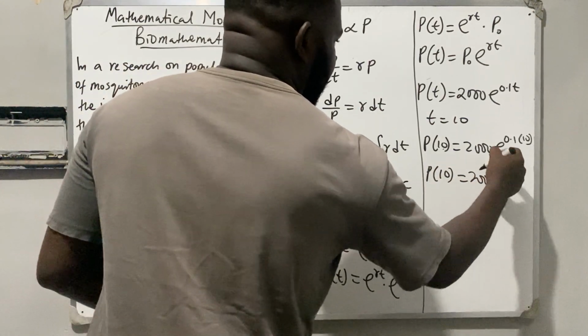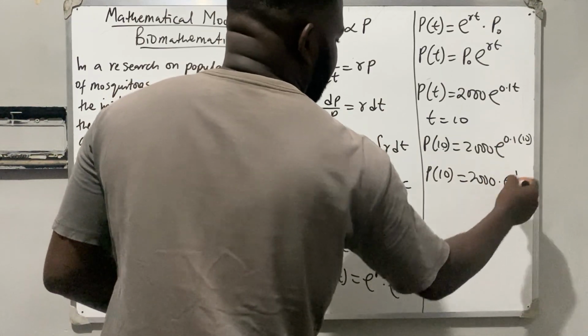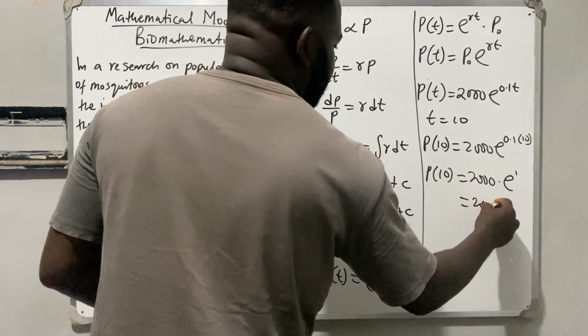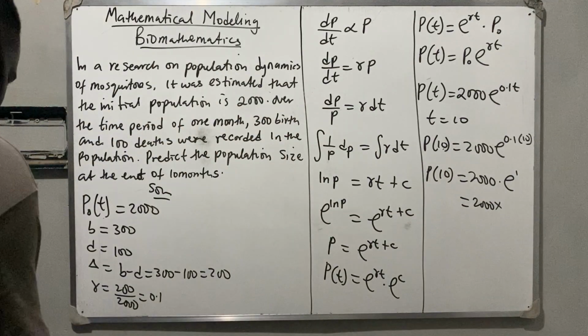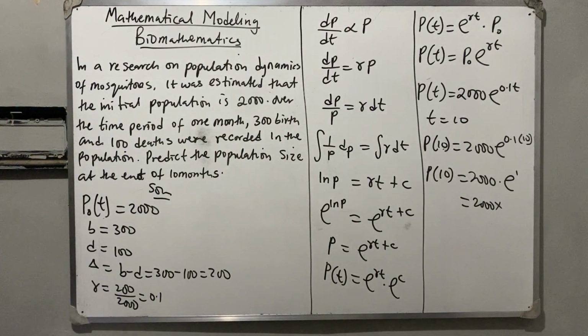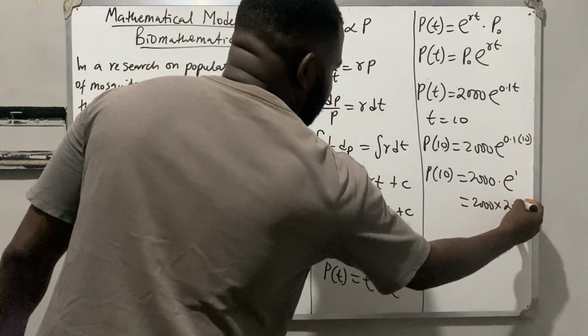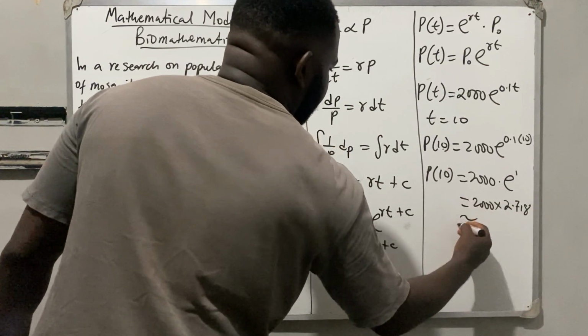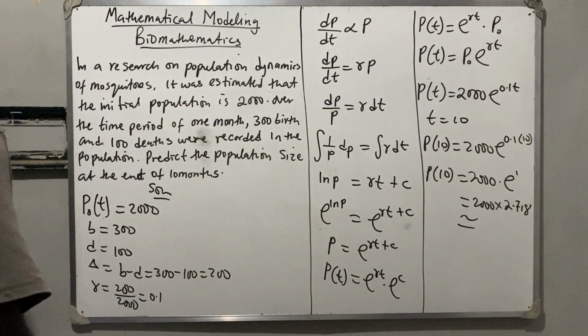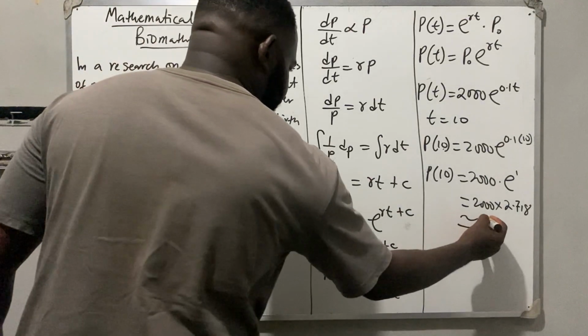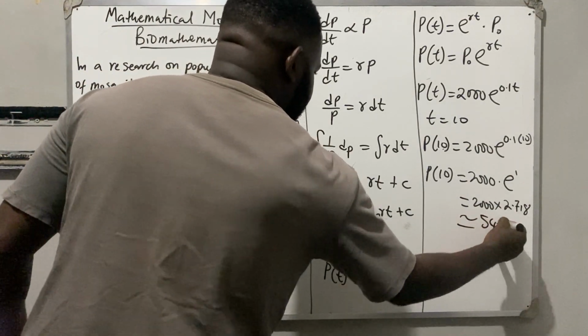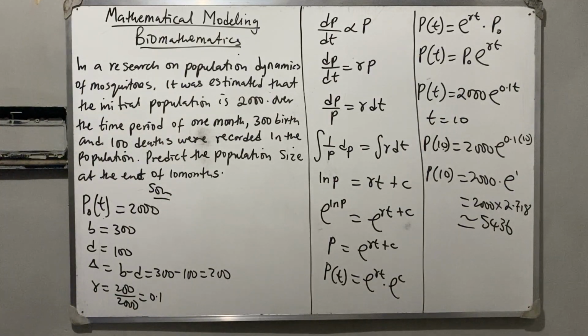So P of 10 will be equal to 2,000 multiplied by exponential raised to 1. I hope you remember that exponential is a constant, which is approximately 2.718. If you multiply the two of them, the approximate number of mosquitoes we are going to have in the 10 months will be 5,436 mosquitoes in just 10 months. So this is the solution to this particular problem.